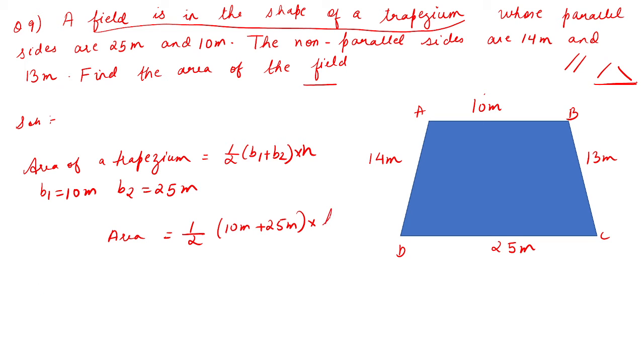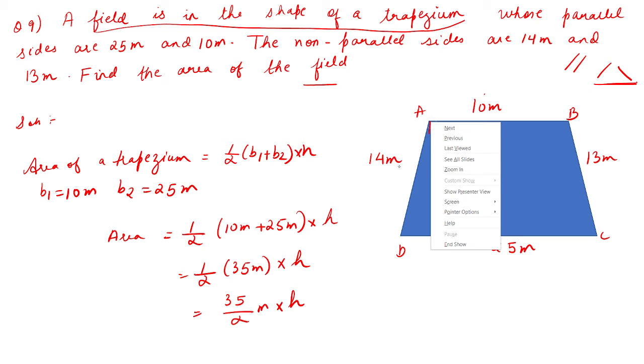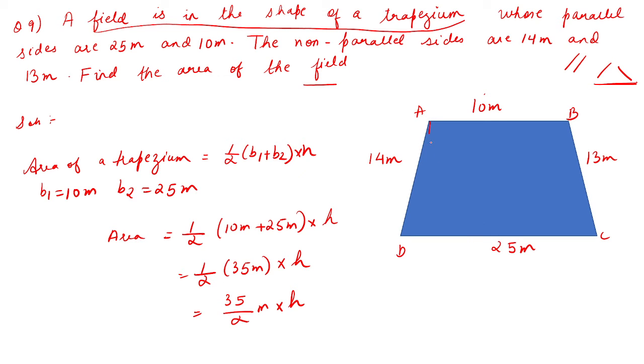So I have to keep this as H only. So half into 35 meter into H. So you can write 35 by 2 meter into H. Clear? So now what is our next step? Our next step is to find the height, since we do not know it. In order to find the height, we'll have to draw a straight line here.